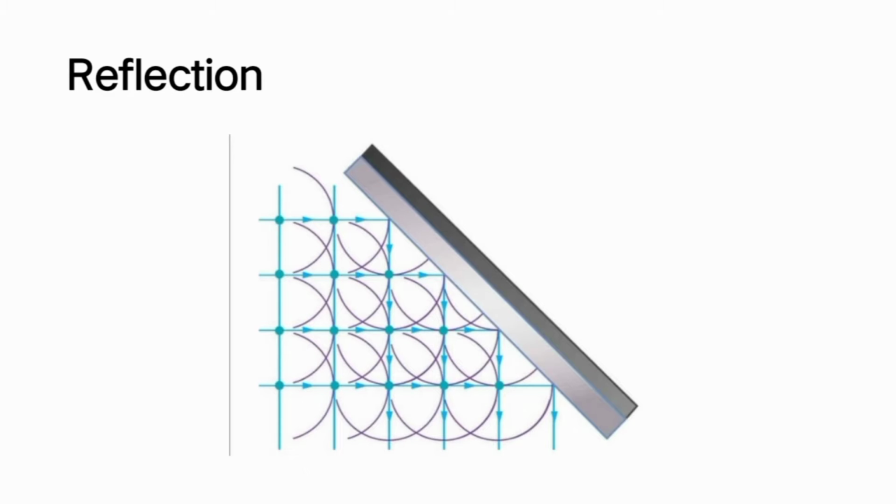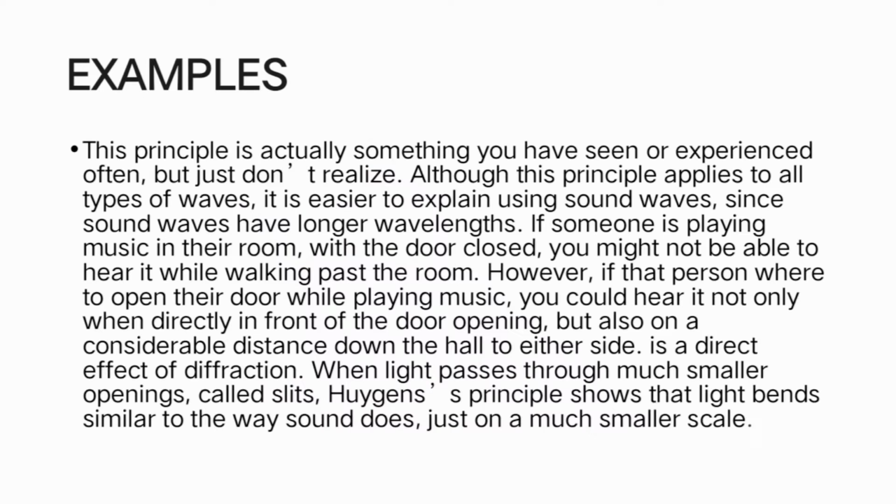Reflection: Huygens' principle applied to a straight wavefront striking a mirror. The wavelets shown were emitted as each point in the wavefront struck the mirror. The tangent to these wavelets shows that the new wavefront has been reflected at an angle equal to the incident angle. The direction of propagation is perpendicular to the wavefront, as shown by the downward pointing arrows.